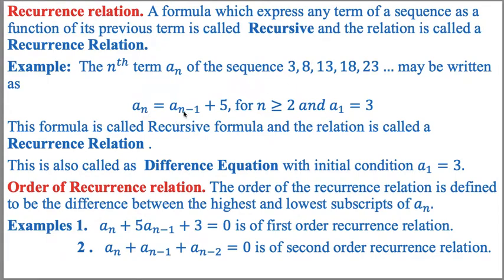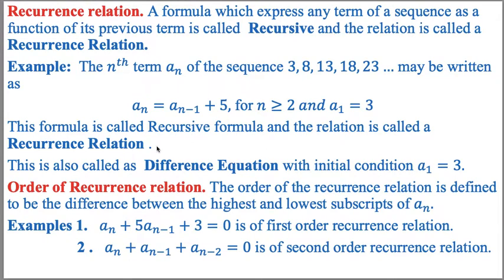a2 is a1 plus 5. a3 is a2 plus 5. a2 is 8, so a3 is 8 plus 5 equal to 13, and so on. So this formula is called the recursive formula and this relation is called the recurrence relation. And this equation is also called the difference equation with initial condition a1 equal to 3.